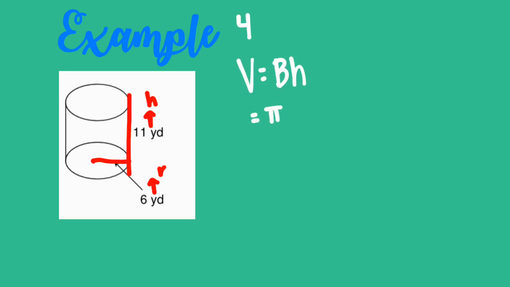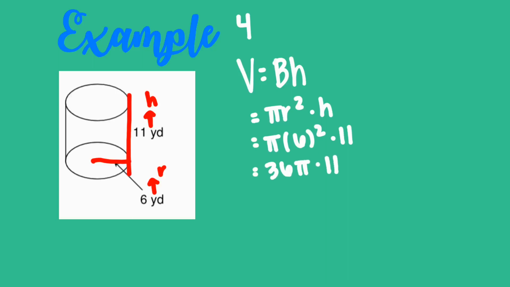And I can officially plug everything in. So again, I'm changing that area of the base to pi r squared because our base is a circle, times the height. So pi times 6 squared times 11. 6 squared gives me 36 pi times 11. And your last step, you take 36 times 11, and it gives you 396 pi yards cubed for your volume.